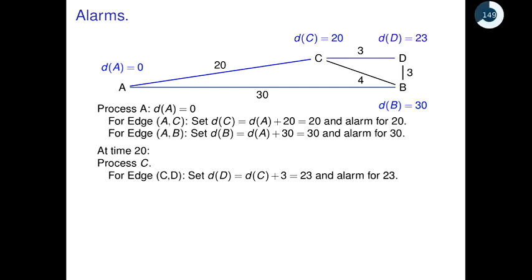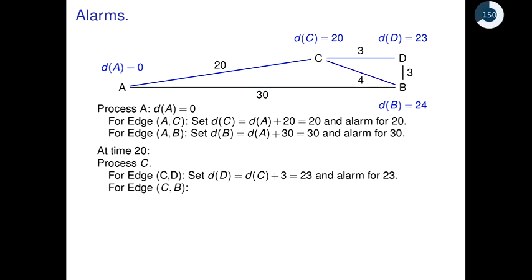So now what do you do when you process C? Well, you look at C and you say, look, I have a neighbor D, and I see that if I ran this breadth first search time algorithm, I would get there in 3 more time steps. So I set its distance to 3 more, because that's what breadth first search would do. I set it to 23, and I set an alarm for time 23. Wake me up at 23.